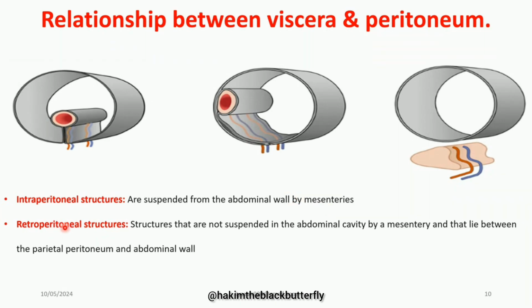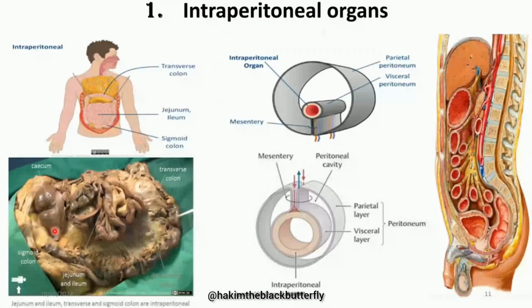Then we have some structures that are not suspended in the abdominal cavity by a mesentery, and these structures lie between the parietal peritoneum and the abdominal wall. Or you can say they are behind the parietal peritoneum. They are against the abdominal wall and behind the parietal peritoneum. These, last time we called retroperitoneal structures.